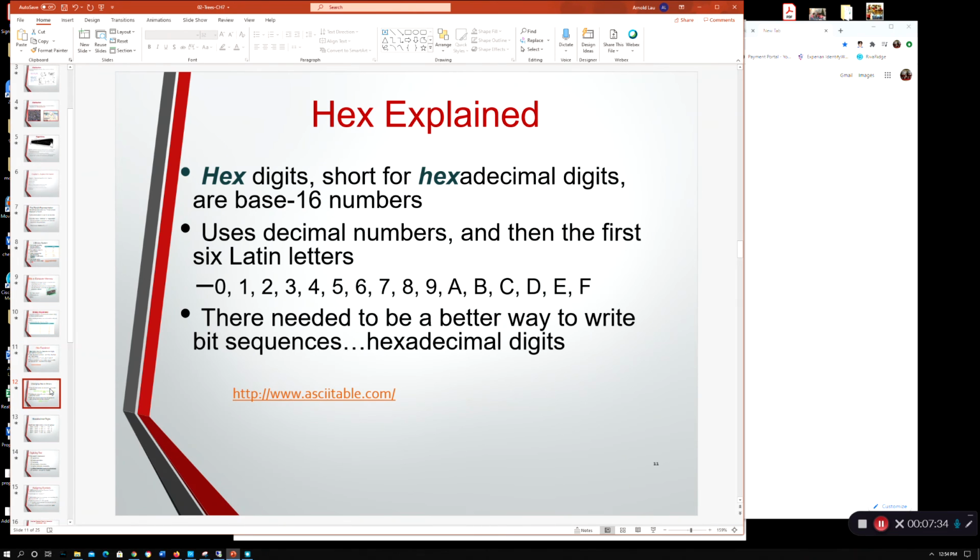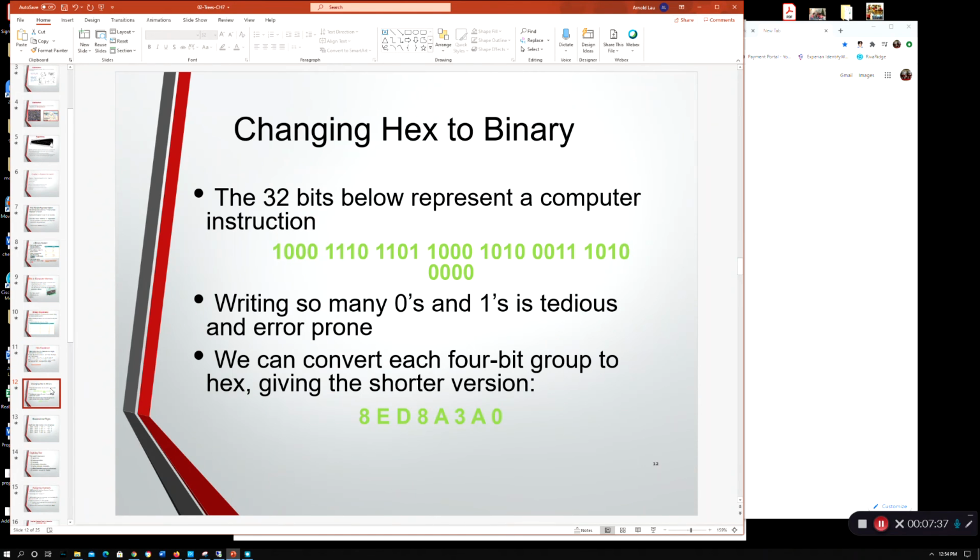Let me go with this before I cut this off. You can see here's the 32 bits for a computer instruction. And all you see is 1s and 0s, like I mentioned before. And as it says here, 0s and 1s is tedious and error prone. If you're looking at 1s and 0s, it's going to probably take you a while to understand what this is all representing. And if you're trying to transcribe this or copy and paste, you're probably going to have a chance of making a 1 a 0 and a 0 a 1 by accident.